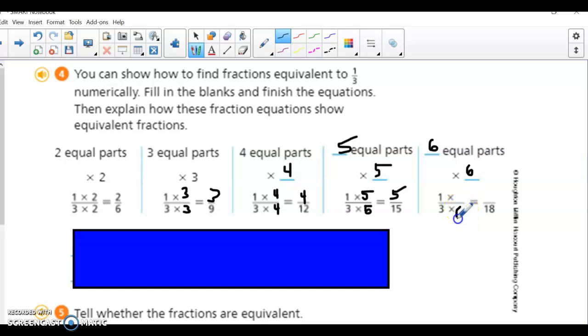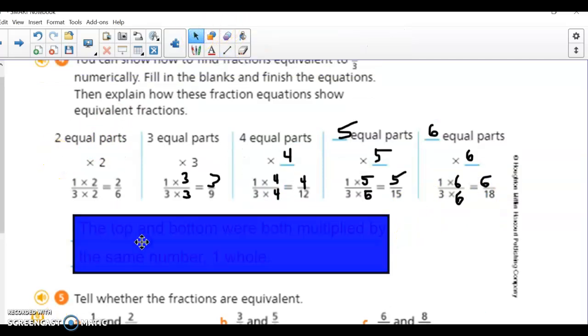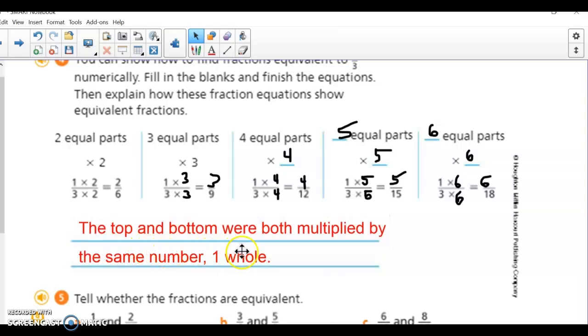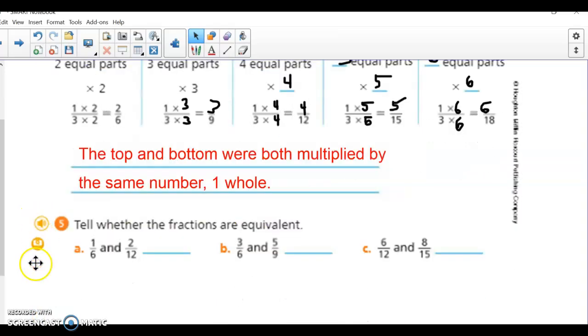But the reason we know that's true is because down below, 3 times 6 got me to 18. Well, if I times the bottom by 6, I have to do it to the top to keep it equivalent. That's our rule. Whatever you do to the bottom, you have to do to the top, or whatever you do to the top, you have to do to the bottom. So our equivalent fraction is 6/18. All right, and why is that, right? The top and the bottom were both multiplied by the same number because it's always 1 whole. Here, 1 whole is 2 halves, 3/3, 4/4, and so on. That's the same as 1 whole.